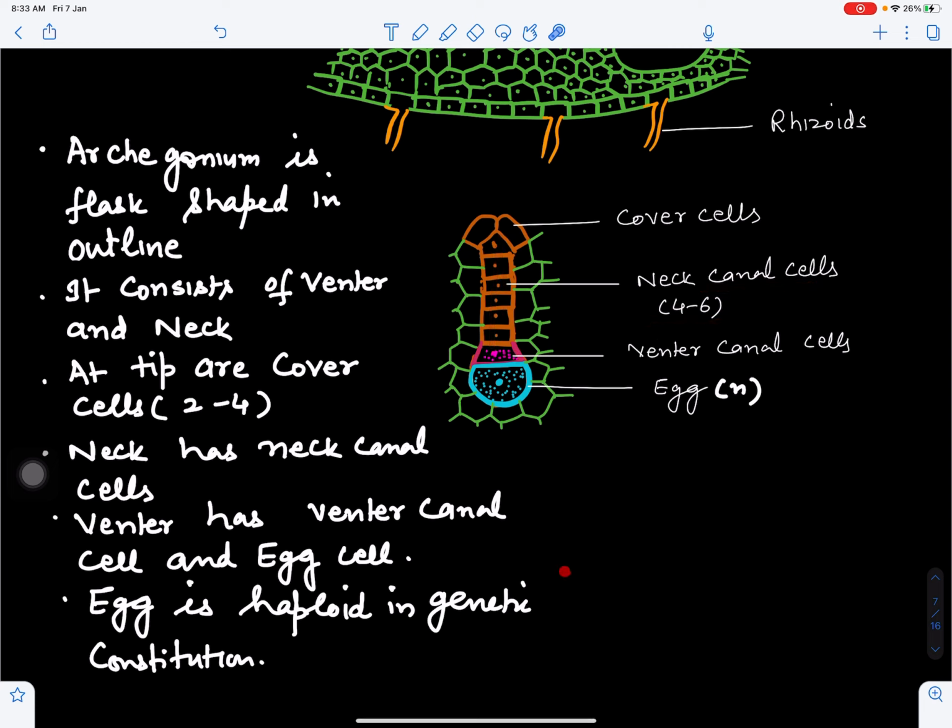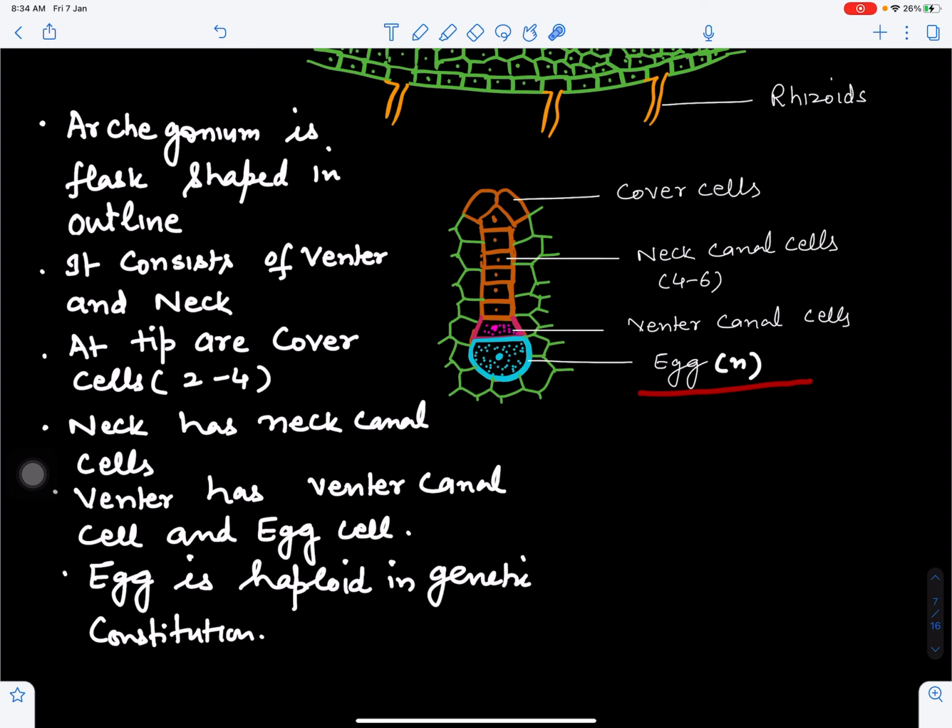Now, the main plant body of Anthoceros is haploid. This is gametophytic in nature. So this archegonium will also be haploid in nature. All the cells will be haploid in nature. The egg is also haploid in genetic constitution.